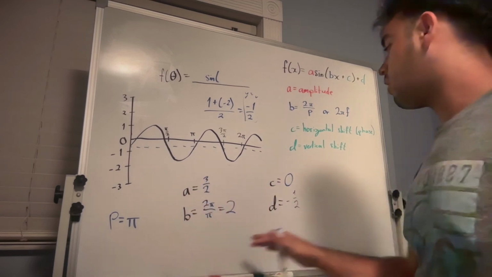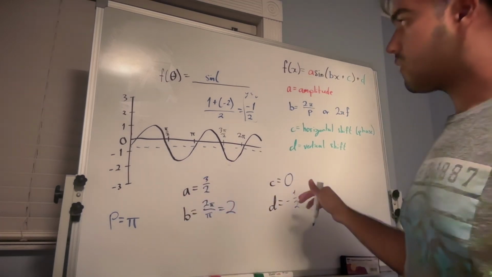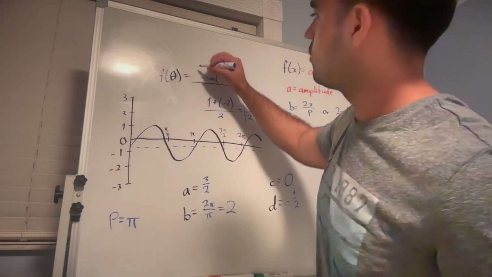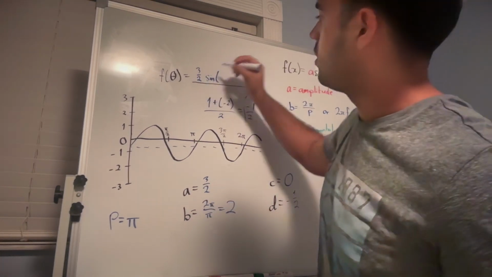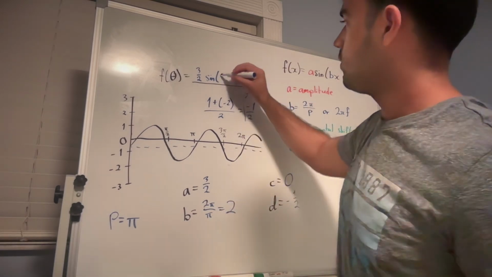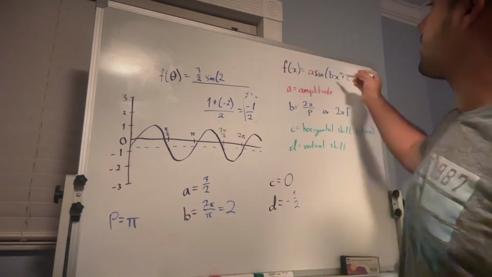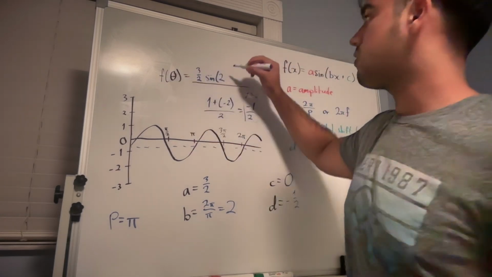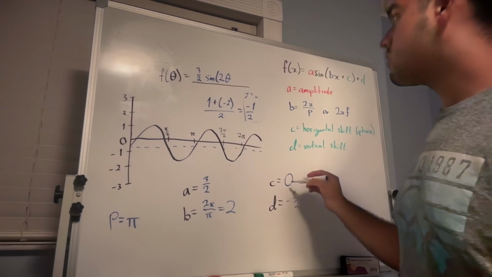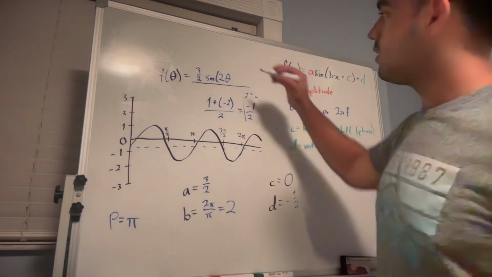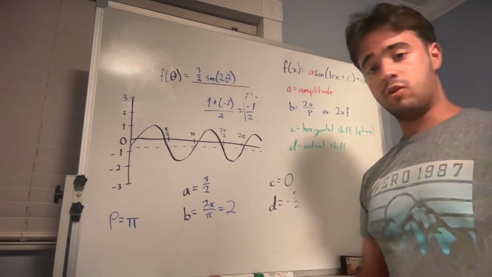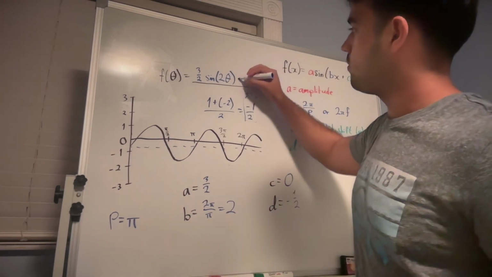So now that we have all of our parameters, I'm going to plug this into my function over here. Our a is 3 over 2. Sine of our b value was 2. And then our variable, here we have x, but here our variable is theta. So I'm going to write 2 theta. And then our c value is 0, so I'm not going to write plus 0. I'll just close it off. And then our d value is going to be negative 1/2.